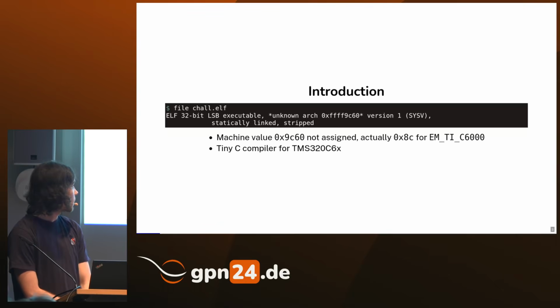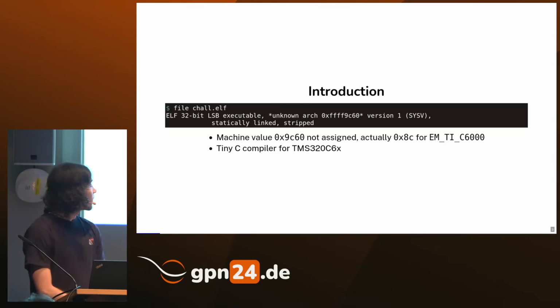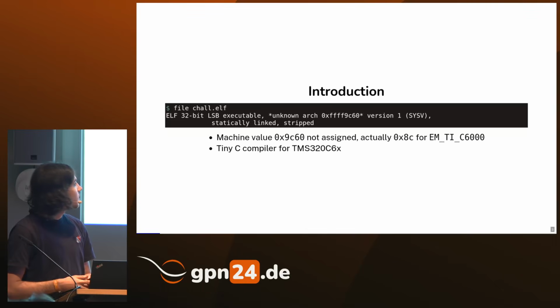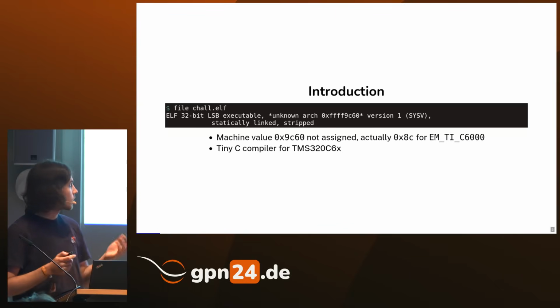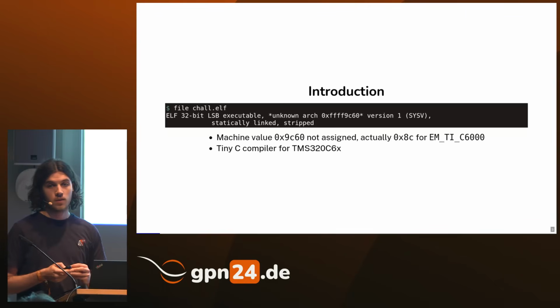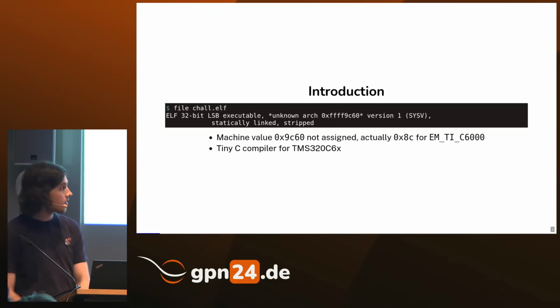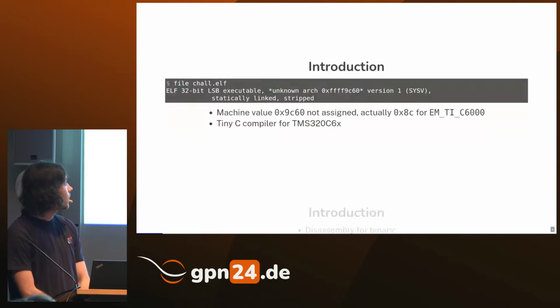compiler for a tiny C compiler that is shipped with well-grind perf. And so now we know that it's just the same architecture as the architecture actually has a machine value, but maybe not when this compiler was written. So now that we know what we are dealing with, we can look up the documentation for this architecture, and we could start analyzing the binary in earnest.